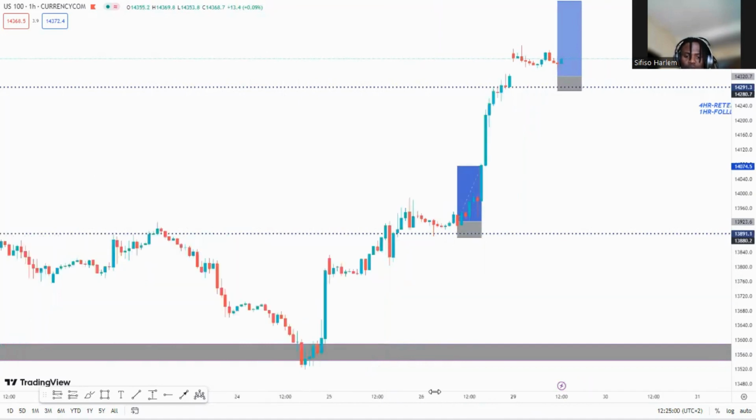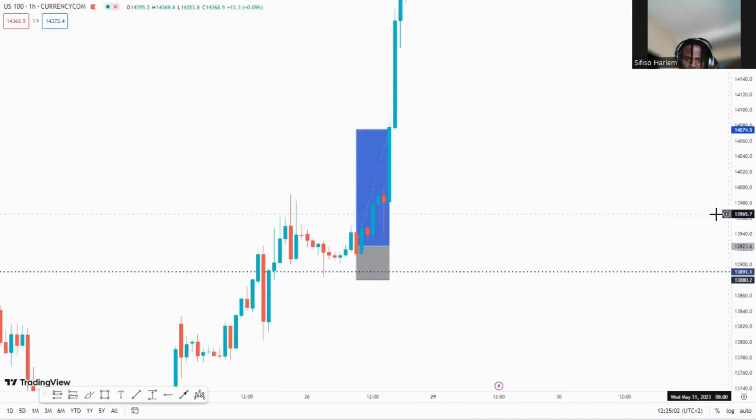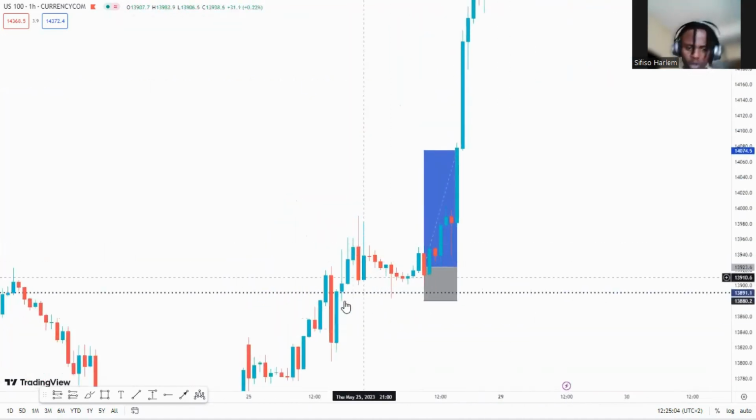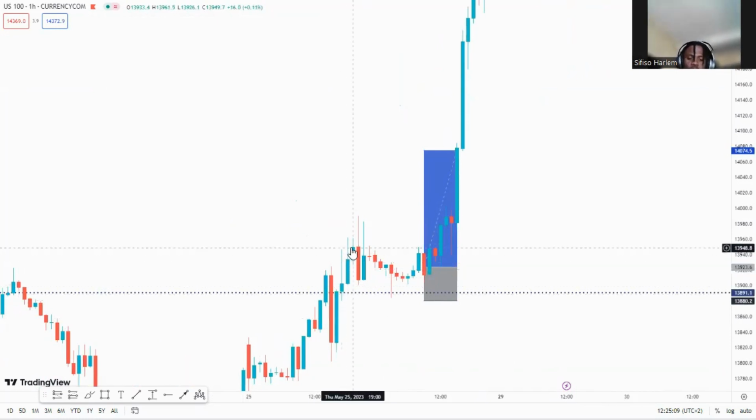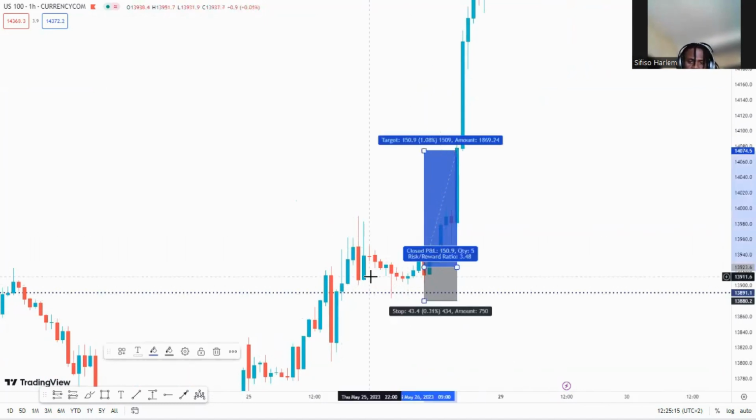So once price broke out on Thursday, once we had this break above on Thursday, all I was looking for was for price to come back for that pullback or that retest in anticipation of a continuation to the upside, right, people?